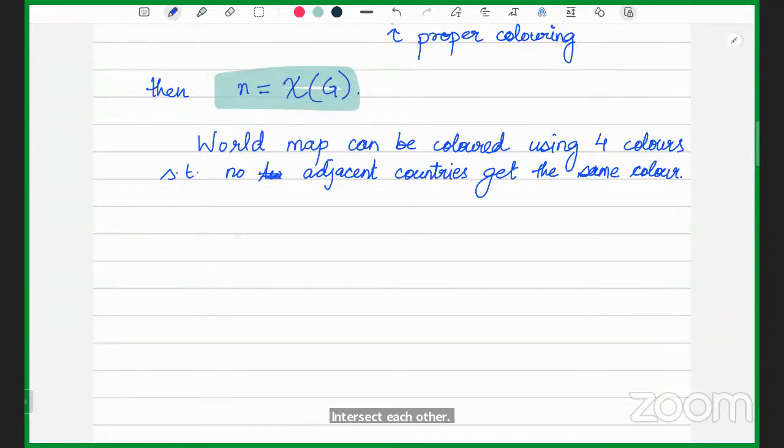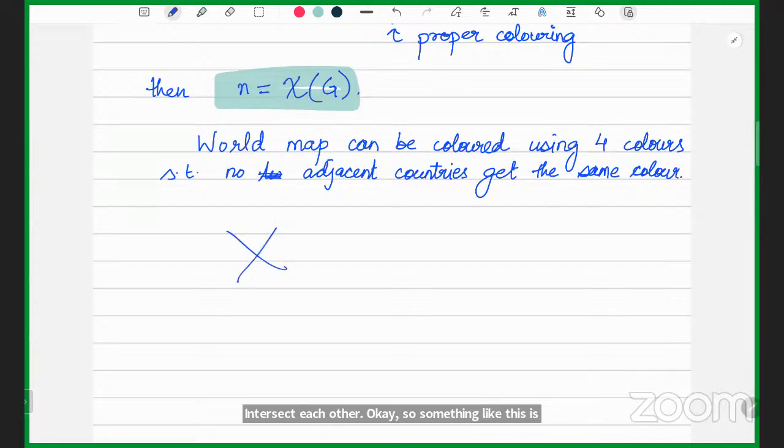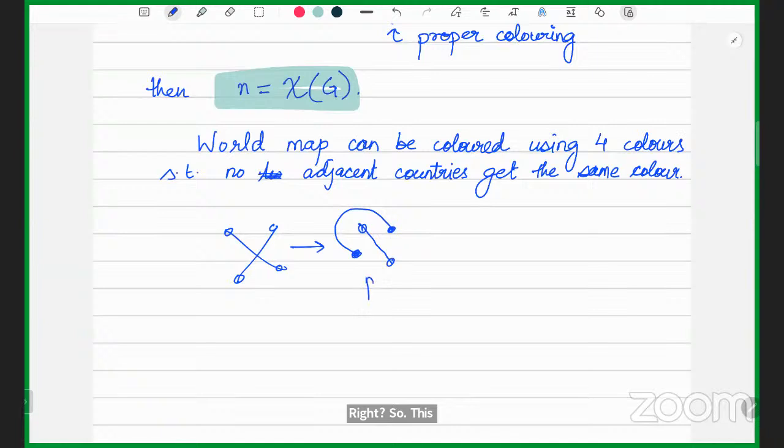Okay, so something like this is not allowed. If this was your graph, rather than drawing it this way, you would take this edge like this, but then this can come this way, right? So this is a planar drawing, while this is not, of the same graph.